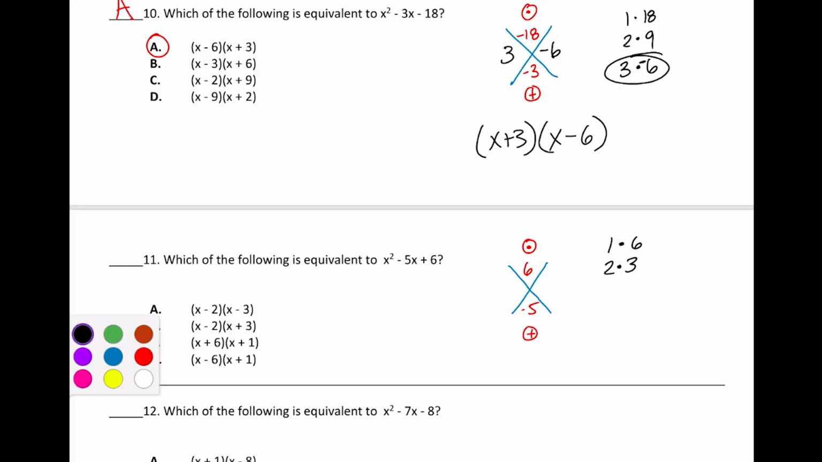So if we're thinking about the combinations here, there's only two choices, and that's going to be negative 2 and negative 3. So the two factors for number 11 will be x minus 2 and x minus 3. So the answer is A.